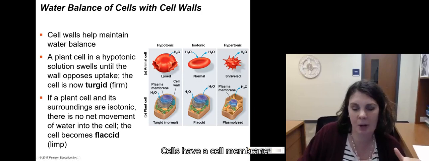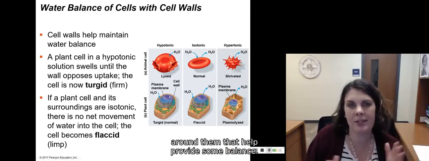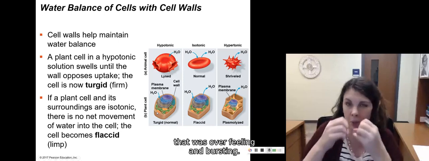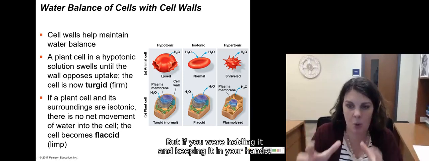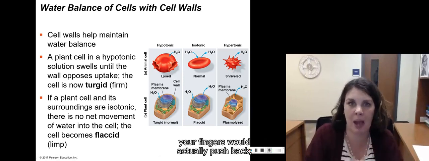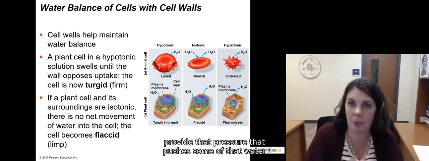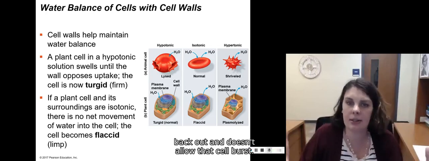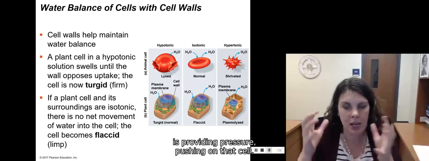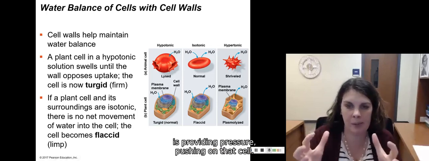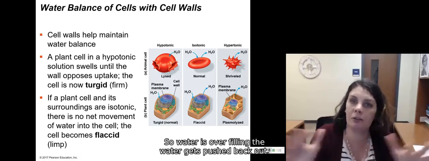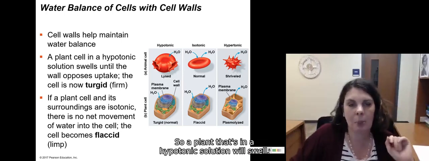Plant cells have a cell wall around them that helps provide some balance. So instead of water just pushing it in and in, if you imagine that water balloon that was overfilling and bursting, but if you were holding it and keeping it in your hands, your fingers would actually push back, provide that pressure that pushes some of that water back out and doesn't let that cell burst. And that's kind of what the cell wall is doing. It's providing a pressure pushing on that cell so that if water is overfilling, the water gets pushed back out.